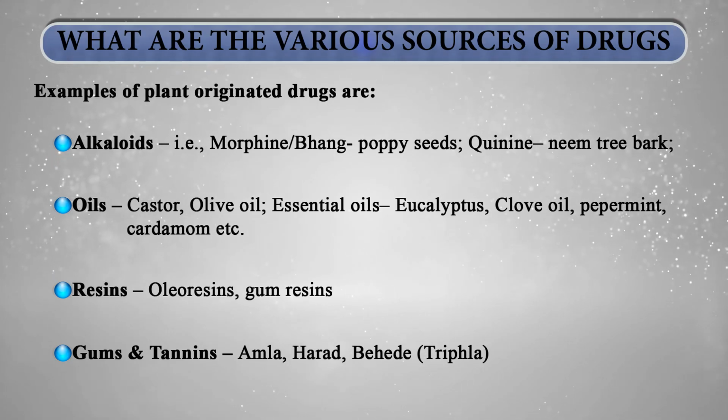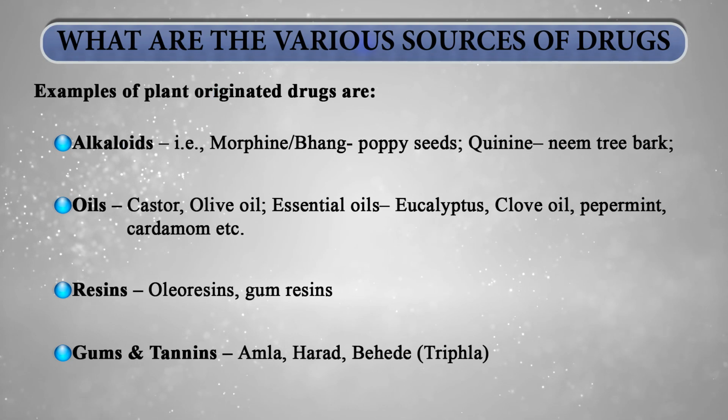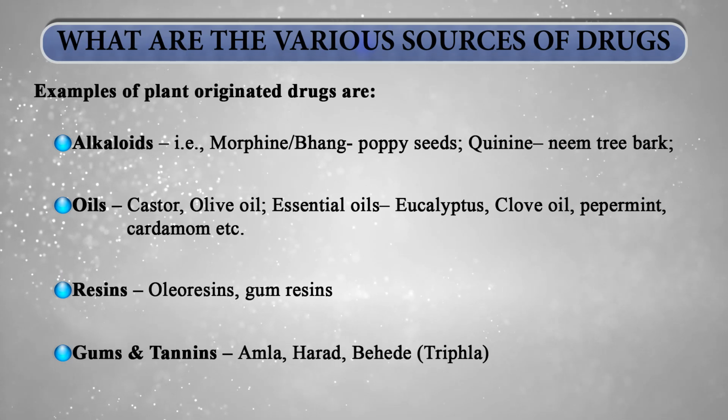You must have heard of a very popular and common term called Triphala. Triphala, as we all know, is a combination of amla, harad and behada, which are all dried herbs of plants, a very good immunity boosting combination. So, these are all the plant derived drugs. Next are the drugs which are obtained from animal sources.